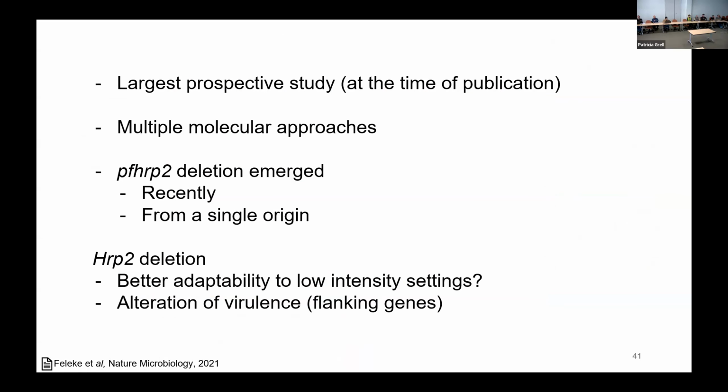At the time it was the largest prospective study, they used multiple molecular approaches, and they demonstrated that this HRP2 deletion in Ethiopia emerged from a single origin, but also that the HRP2 deletion might provide a better adaptability to the parasites in low intensity settings, and that it was altering the virulence because of those flanking genes on chromosome 8.